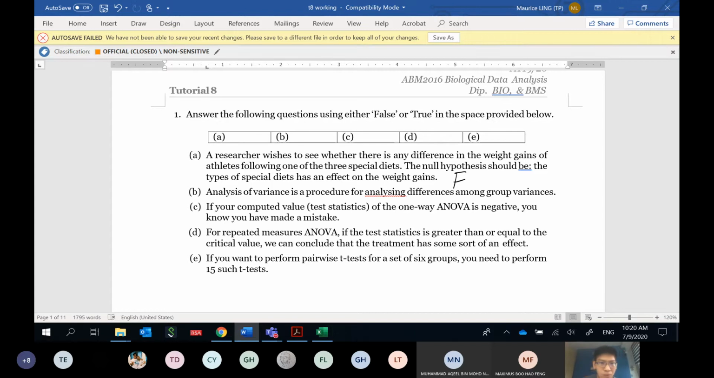Okay, B, Sean. Analysis of variance is a procedure for analyzing the differences among group variances. Sir, the answer should be false. Okay. What is analysis of variance for then? How do you change this statement to be true? Sir, could we mention that analysis of variance should be to compare the means of the groups? Yeah. So you talk so much, you really just change this variance into means. Oh, that's all. So yes.